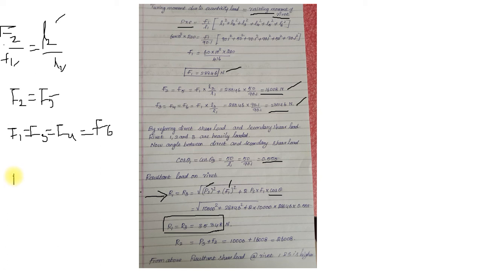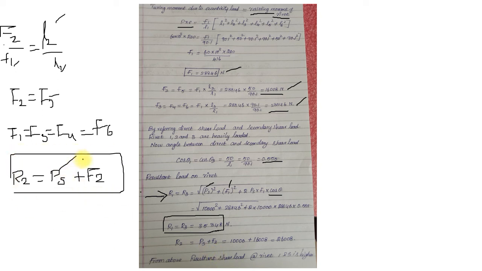So in this case, the resultant load at rivet 2 is nothing but PS plus the secondary shear load at rivet number 2. This is the formula if there is no inclination. I know the value of PS and F2, so I can find it out. I forgot to mention the unit here, Newton. Now you compare both values, the resultant shear load at rivets 1 and 3 and the resultant shear load at rivet 2, where this one is much higher. So we can take this value to identify the diameter of the rivet.